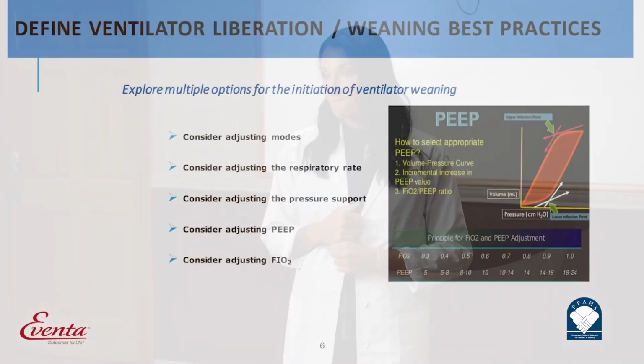You want to consider adjusting the PEEP. The PEEP keeps the airways and the small lung spaces open to allow adequate oxygenation when a patient cannot breathe on their own. You want to consider adjusting the FiO2. You want to wean the FiO2 to 60, then begin weaning to optimal PEEP, which is 5 to 7.